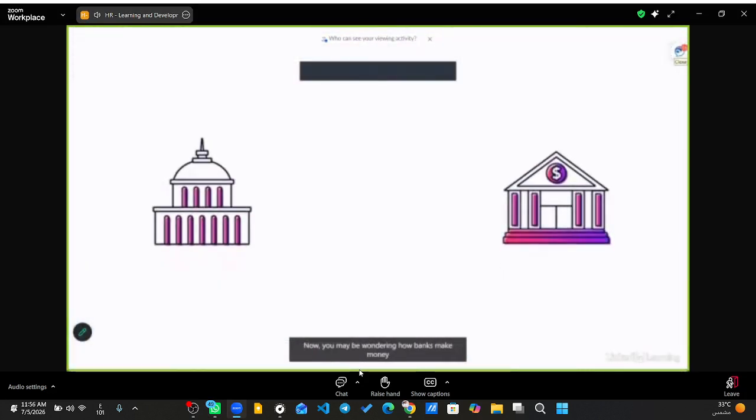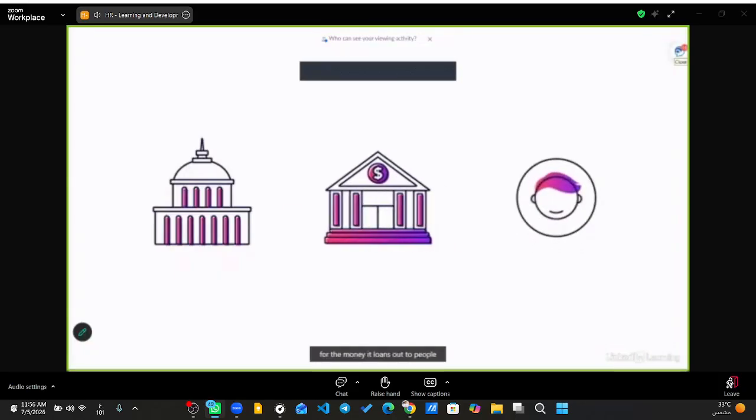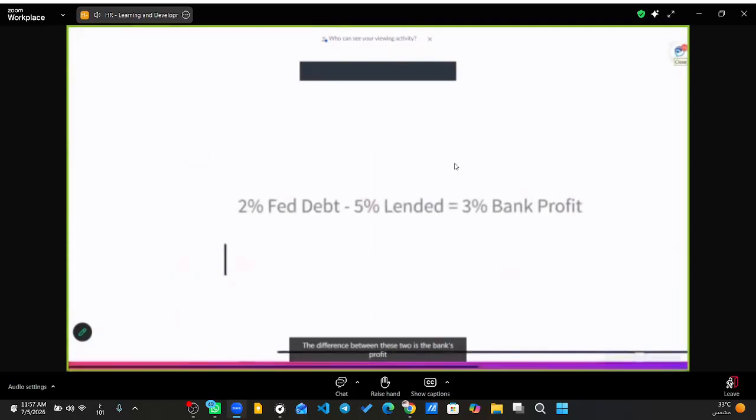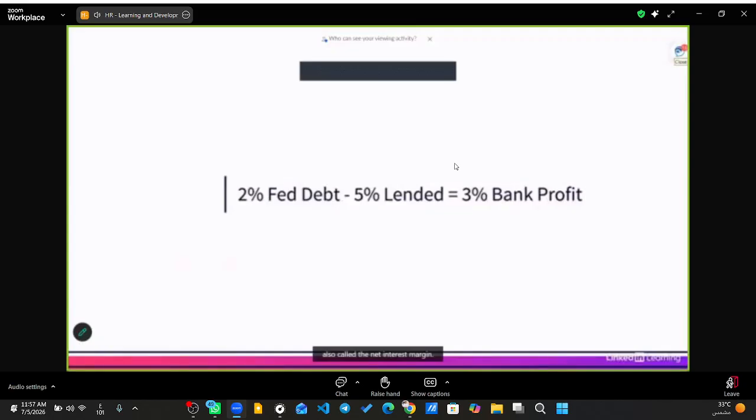Now, you may be wondering how banks make money if they're always borrowing money from the Fed. In order for a bank to make money, the bank must charge more for the money it loans out to people than what it pays on the money it accepts from savers in the Federal Reserve. For instance, a bank might lend money at 5%, but borrow money from the Fed at 2%. The difference between these two is the bank's profit, also called the net interest margin.